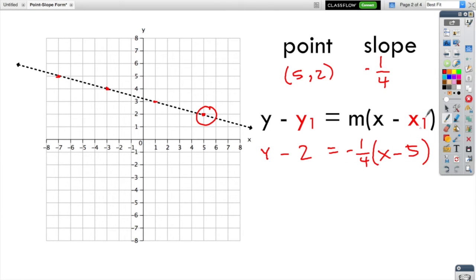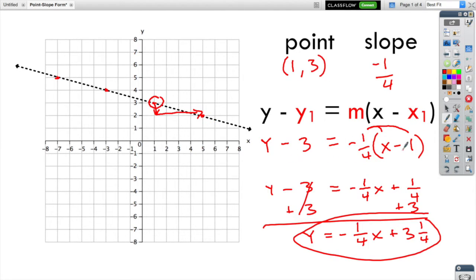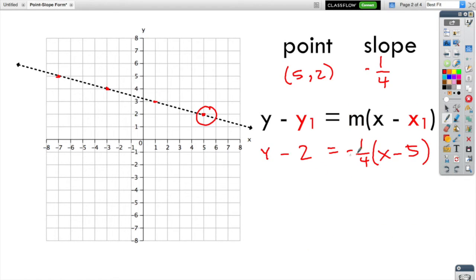So this is a completely different equation from this one. So you might think, oh, I've got a wrong answer here. But here's why we put it in slope-intercept form. Because initially, these two equations look different. But watch what happens when I put this one in slope-intercept form.